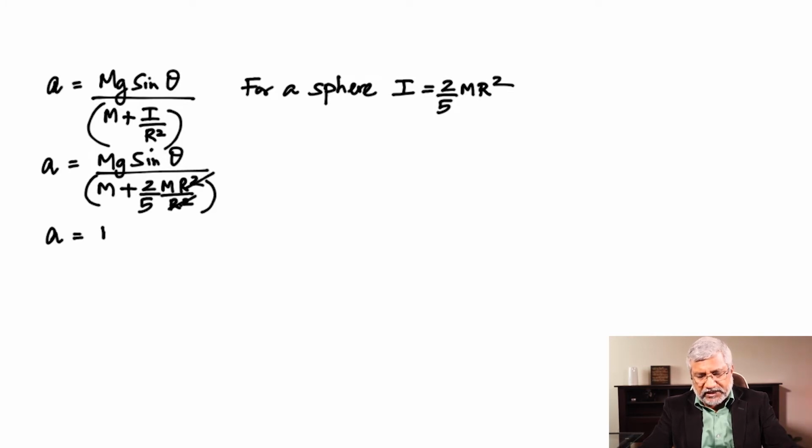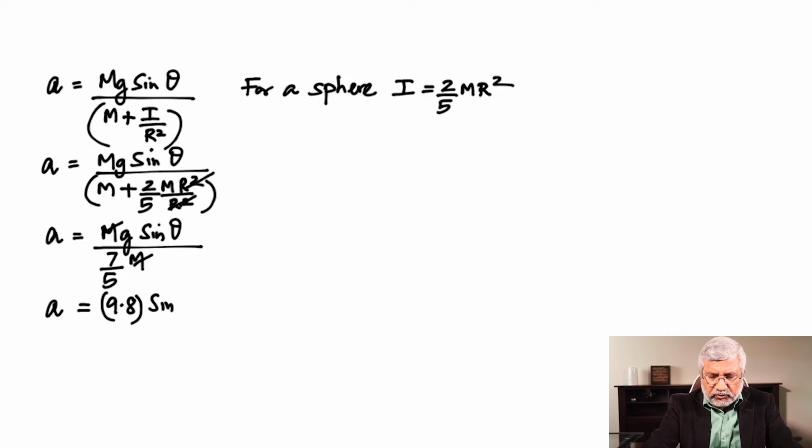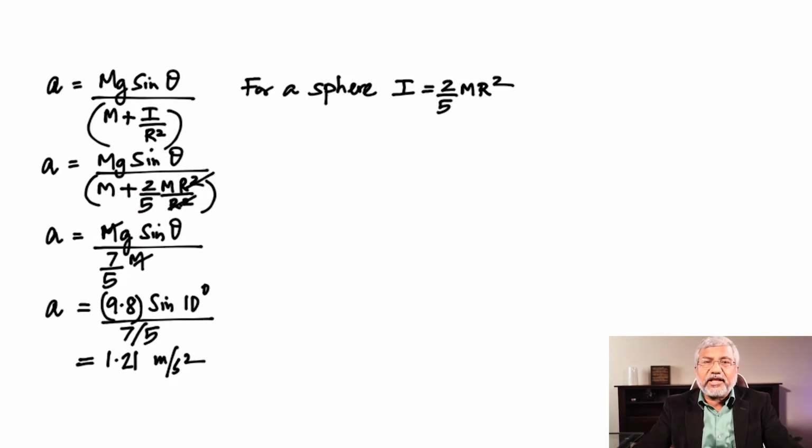See, the R squareds get cancelled, and you end up with, again, you have to pull the mass out, and that is 1 plus 2 by 5. That's why it became 7 by 5, okay? 1 plus 2 by 5. And then assume that the angle of the incline is 10 degrees. Then you can find out the acceleration. That's what I did there. I just assumed theta is 10 degrees. And so the acceleration of a solid sphere rolling down the ramp is 1.21 meter per second squared.